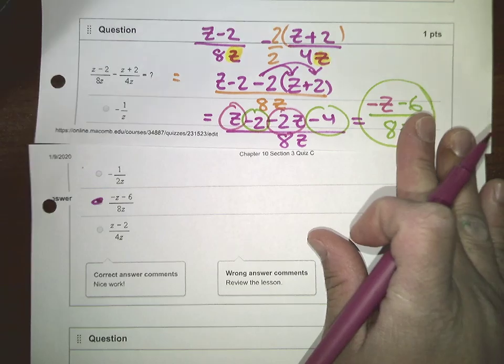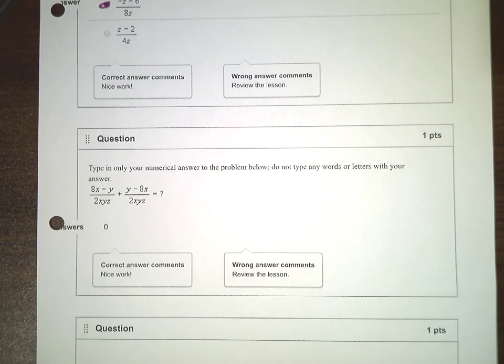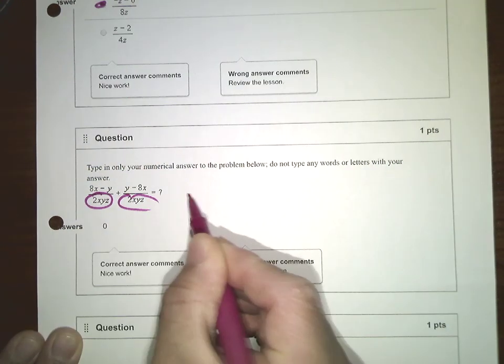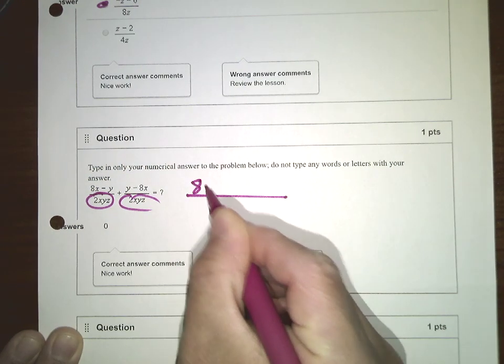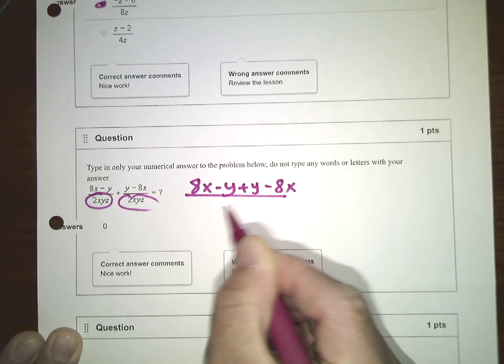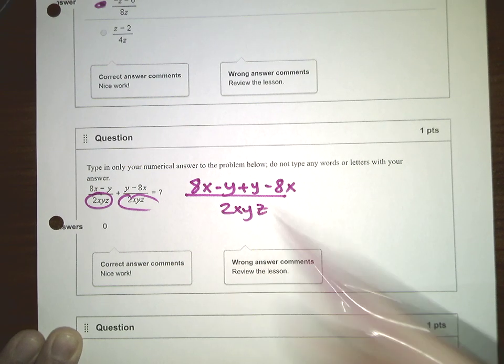So now it's time for another one. So we have (8x minus y) over 2xyz plus (y minus 8x) over 2xyz. Yeah, 2xyz. So these both have the same denominator already. So it's just 8x minus y plus y minus 8x over 2xyz.